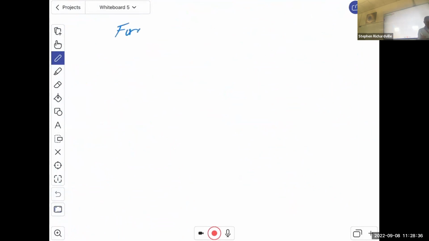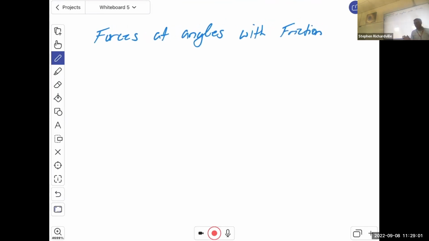So today's piece is really about forces at angles. And friction's included. So what I like to do, the test is not next week, it's the week after. We're only a couple days in. But I like to start hitting this heavy stuff, the hard stuff, as far out from the test as I can, so that we can spend a few days kind of letting it marinate some.